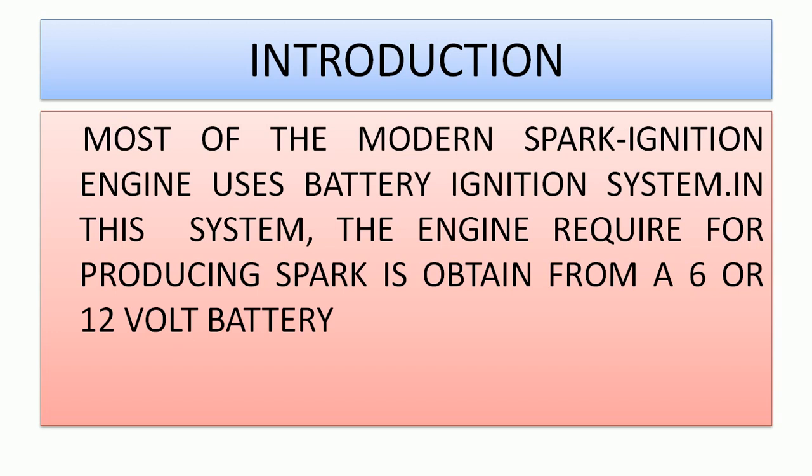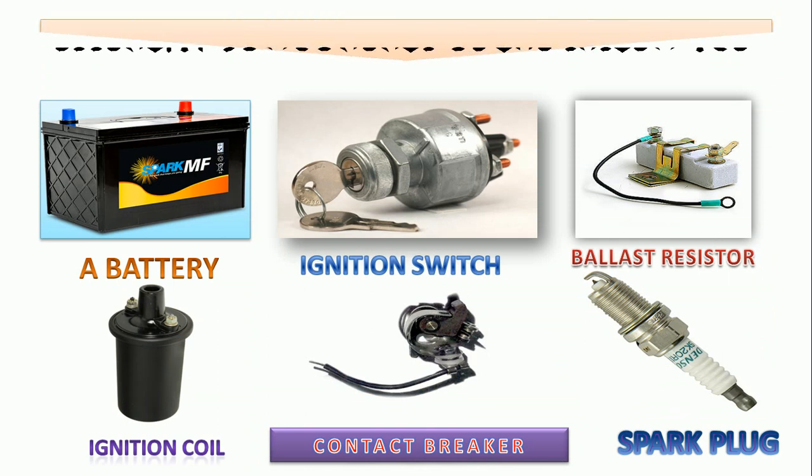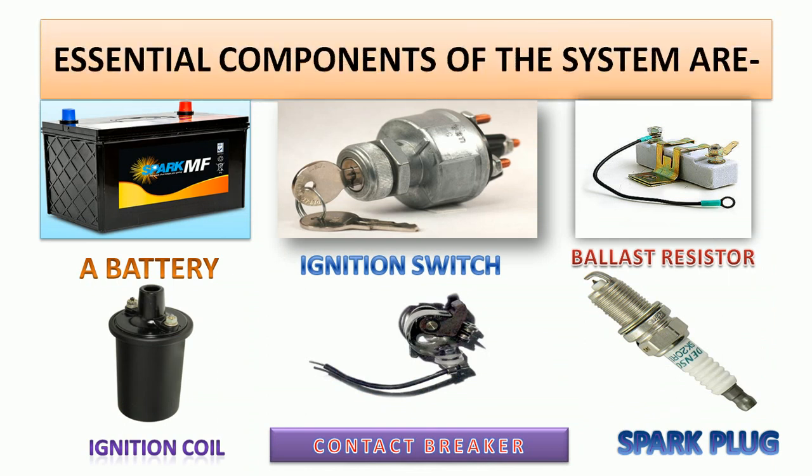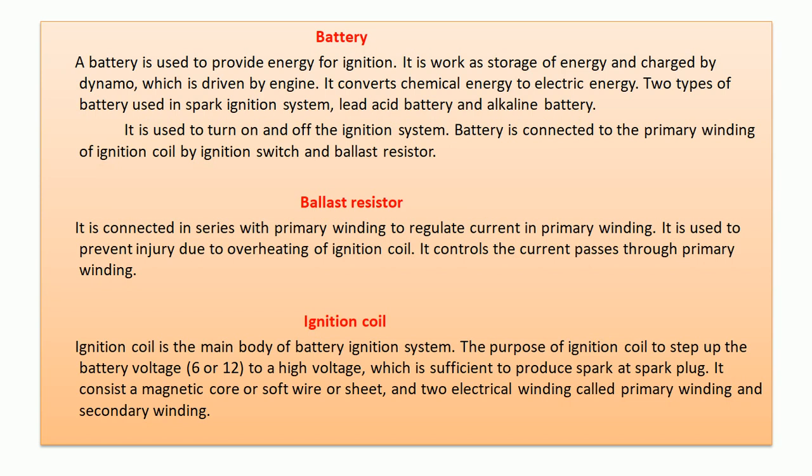So next, what are the essential components of a battery ignition system? We have a battery, ignition switch, a ballast resistor, and the ignition coil, which is the main important part of the battery ignition system. Next, contact breaker and spark plug. So let's discuss all these parts briefly.